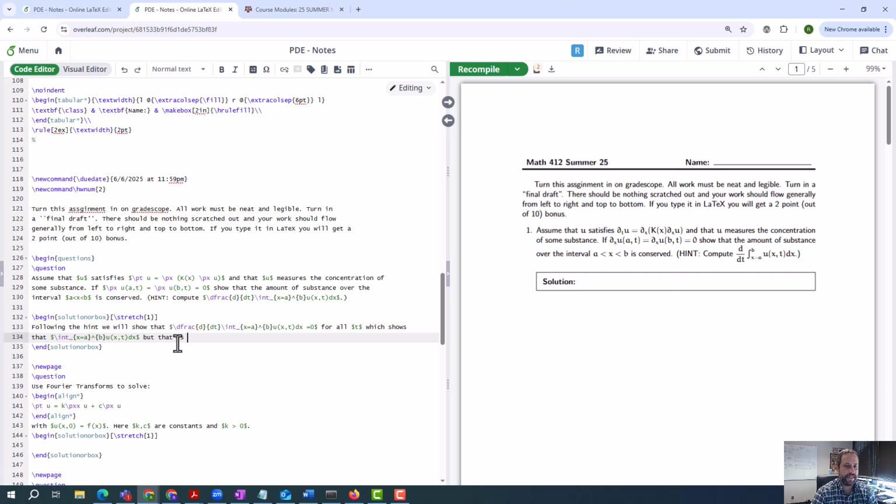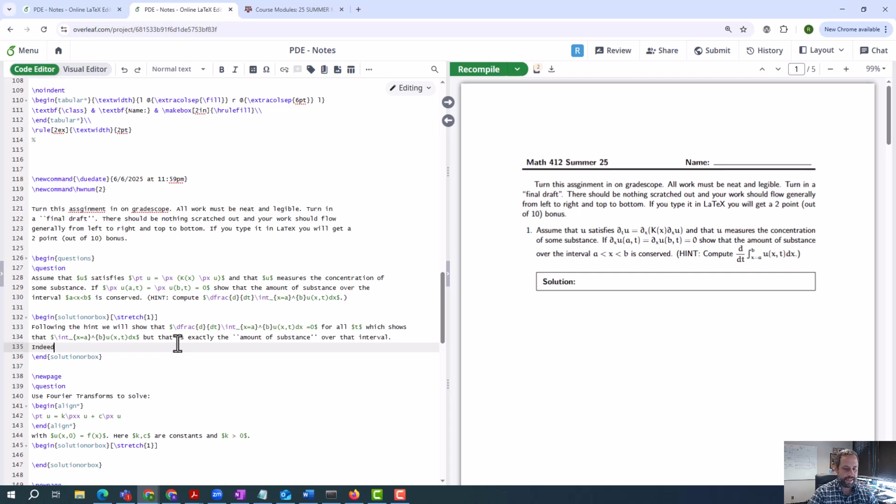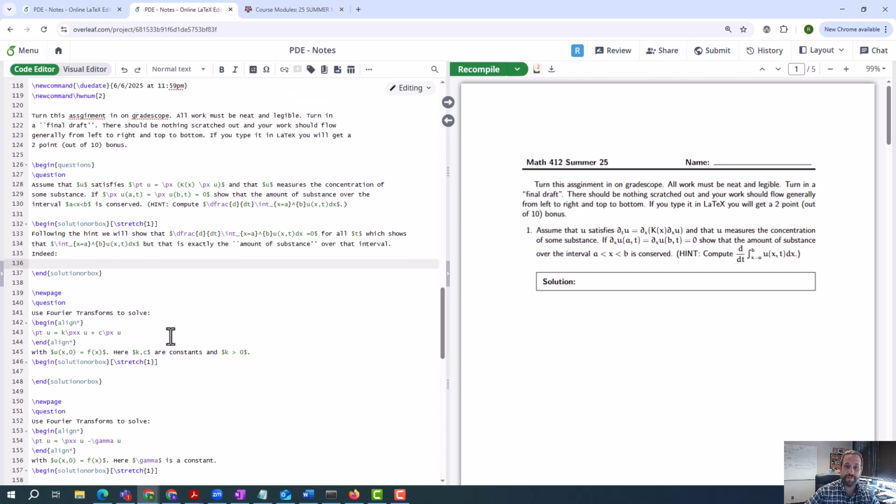but that is exactly the amount of substance over that interval. The wonderful professor did not come up with a very precise way to talk about this. The amount of substance. Okay. So, indeed. I like to say indeed a lot. It just means I've said something, and it's true. Indeed, here is the computation.